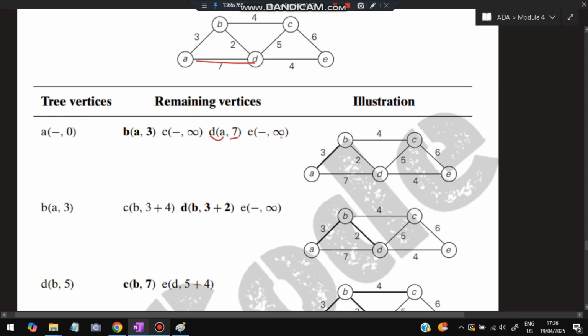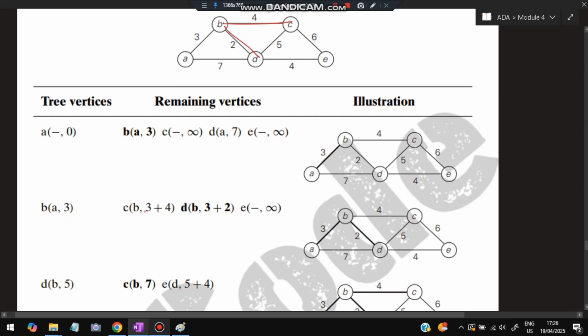And E I cannot reach, so it will be infinity. Done. I'll have to choose the least cost. Least cost is 3, so I'll consider 3. Since I've considered 3, I'll make this bold. Done. Now again from B I can go to C, I can go to D.